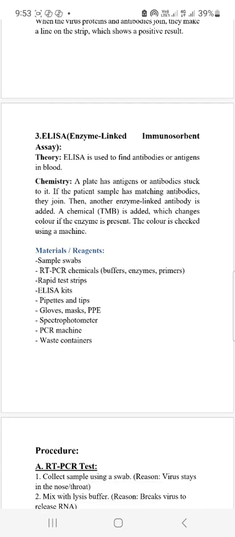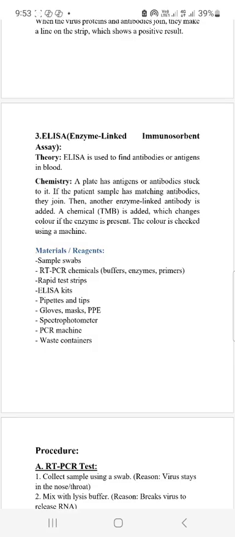What is the chemistry? What is the theory? A plate has antigens or antibodies stuck onto it. If the patient sample has matching antibodies, then the antibodies present on the plate and the antibodies of the patient join together. Then another enzyme-linked antibody is added.